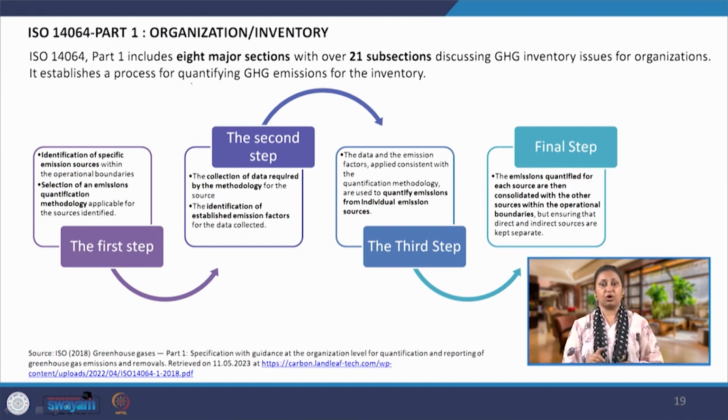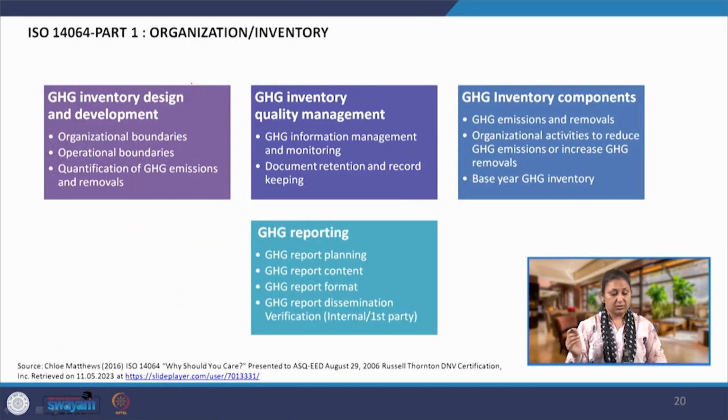So, and then we will put all of them together, is how part 1 of ISO 14064 talks about it. It has several sections and subsections discussing the GHG inventory issues for organizations, and it establishes a process to quantify GHG emissions for the inventory. So, different inventories and how to quantify GHG emissions is what it talks about. Then we are talking largely about the inventory design and development, the quality management of the inventory, and also the components.